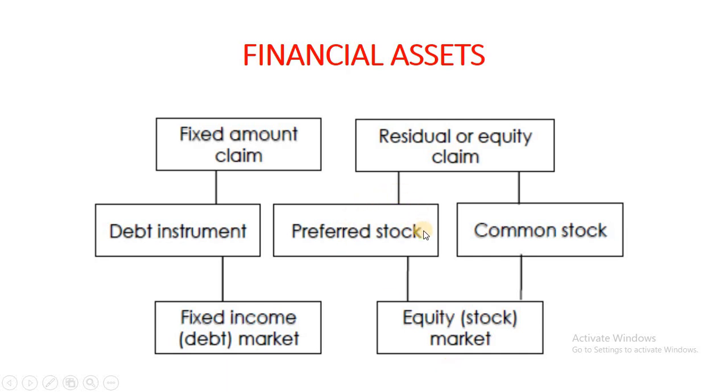Over here, preferred stock is a kind of hybrid type of security because preferred stocks resemble both the characteristics of debt instruments and equity securities. Preferred stocks provide fixed return like debt instrument. On the other hand, preferred stocks also represent ownership, and this is why preferred stocks are known as hybrid type of securities.